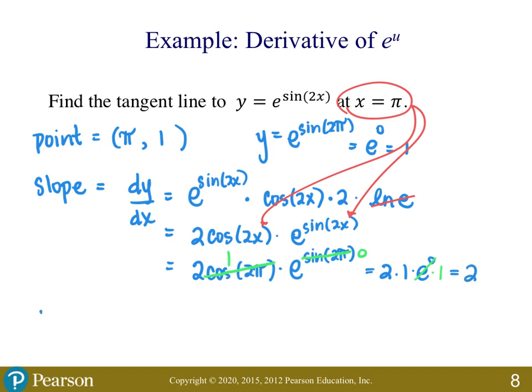So my tangent line then in my form is y minus the y value of 1, the slope of 2, and x minus pi.